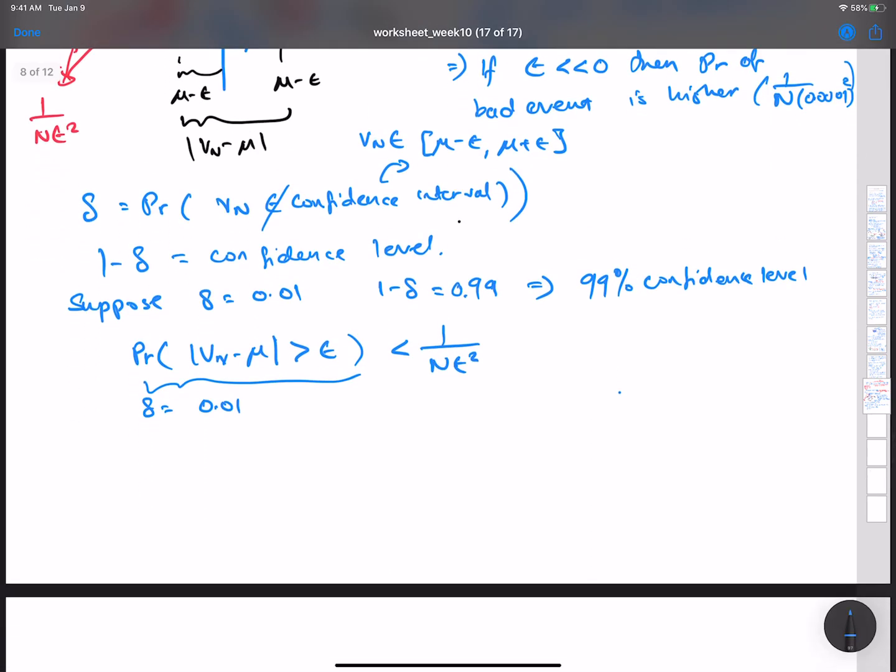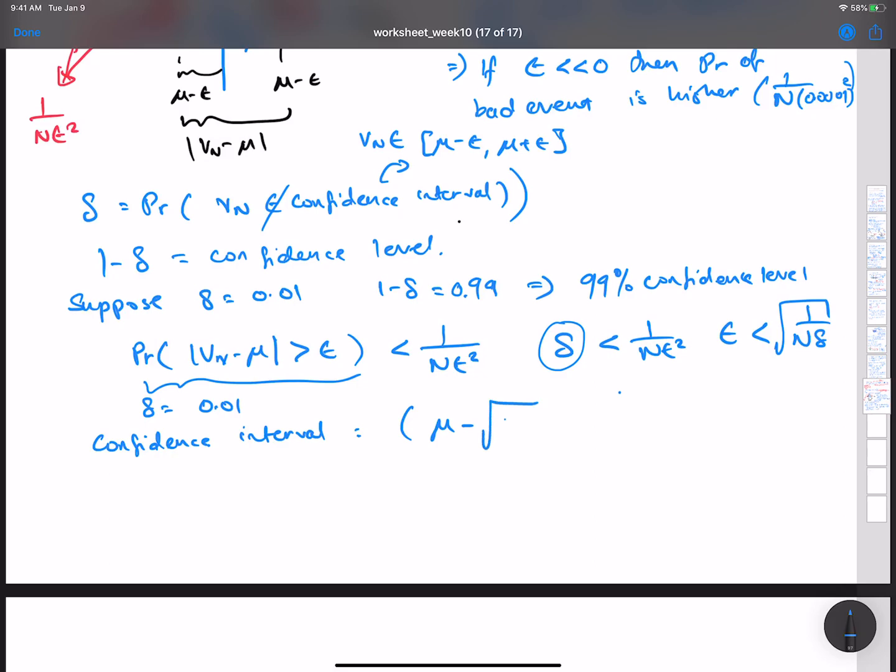So you can see that when you solve for delta less than or equal to 1 over n epsilon squared, then you can solve for epsilon. If you know what you want delta to be, you can solve for epsilon by rearranging this equation. So you have 1 over n delta, and then its square root. This relation is quite useful because it tells you about the confidence interval. So you now know that the confidence interval is going to be the true error mu minus, and if delta is 0.01, it's going to be the square root of 10 over n, and then mu plus the square root of 10 over n. This is the interval when delta is equal to 0.01.